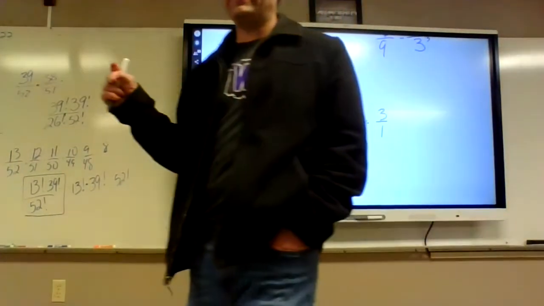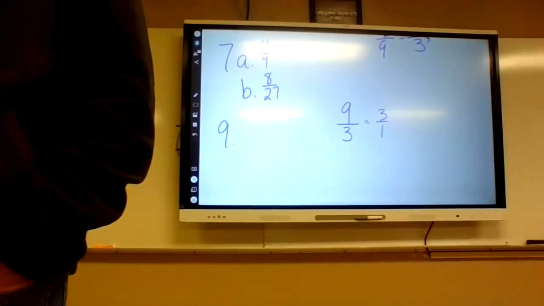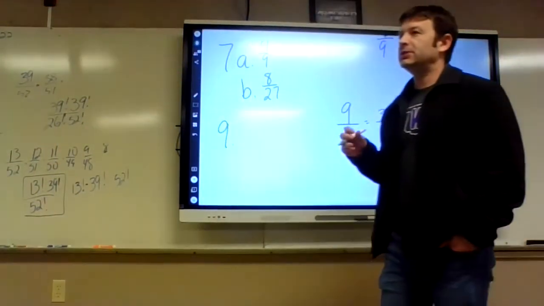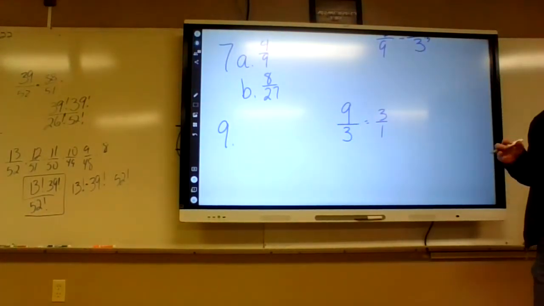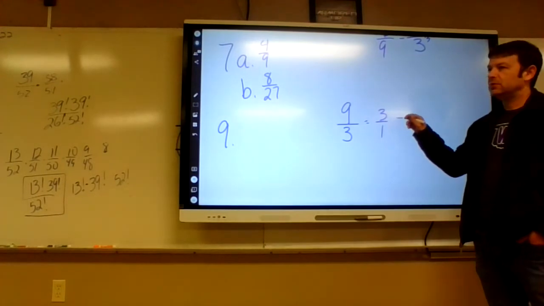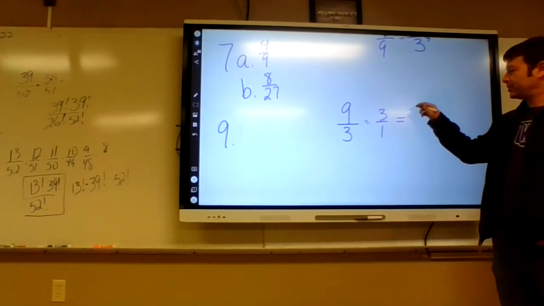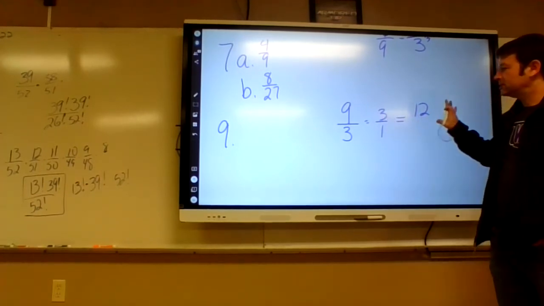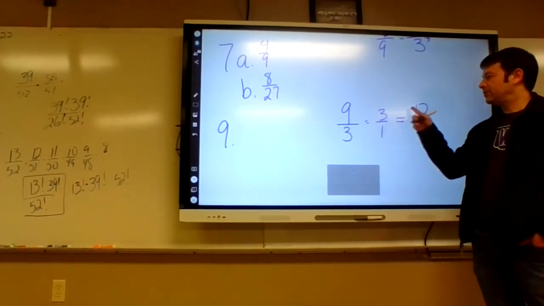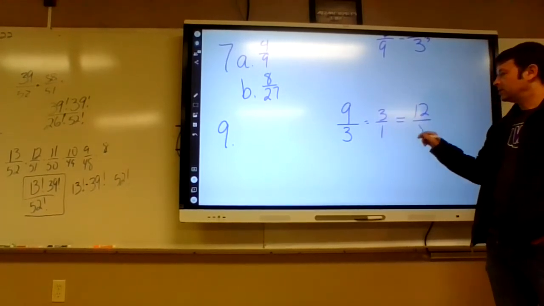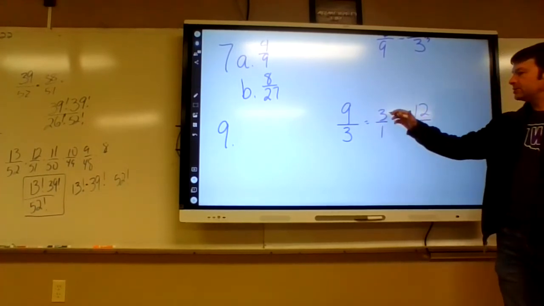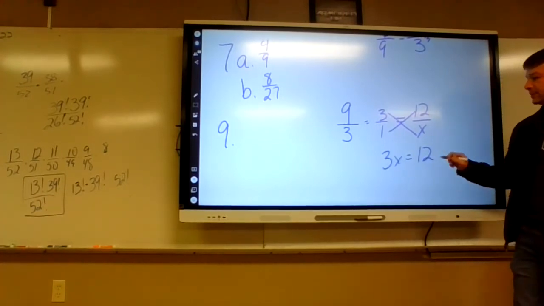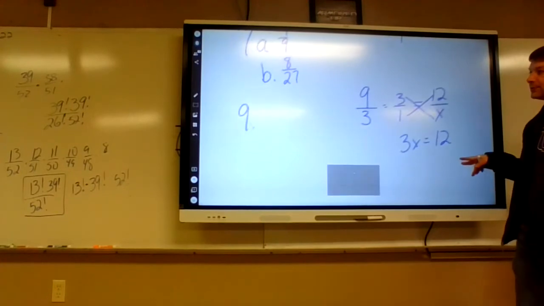Now let's keep reading the question. It says AE is 12, and we're looking for MQ. Is AE on the big triangle or the small triangle? It's on the big triangle. So I need to put that 12 across from the big number. Big triangle, small triangle. So 3x equals 12, so x is 4.